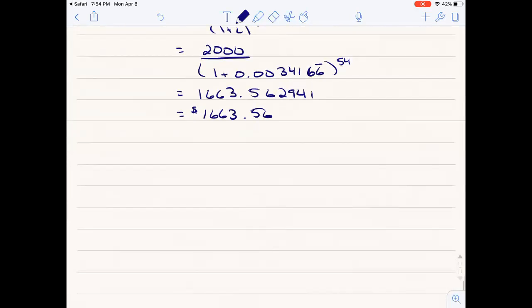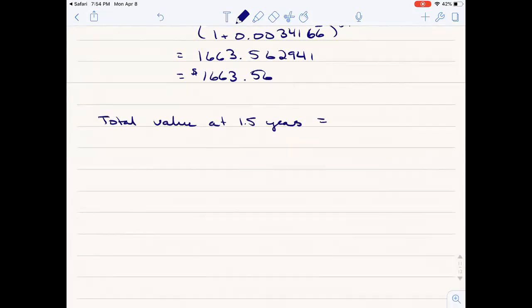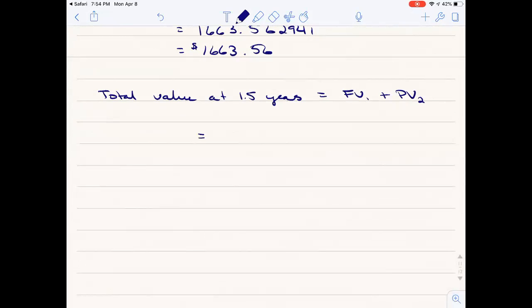So then the total value at 1.5 years is future value 1 plus present value 2, which was 15,310.14 plus 1,663.56, which is $16,973.70 even. Okay.